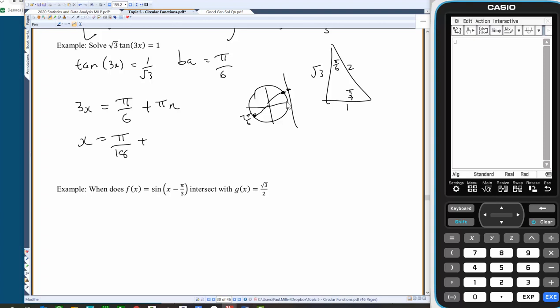Because now we're starting at pi on 18, and if I add pi to it, I'm going to end up like down here, and that's not going to get us the solutions we're after. So what we want to do is absolutely change the period as well. So we're going to go pi n on 3.